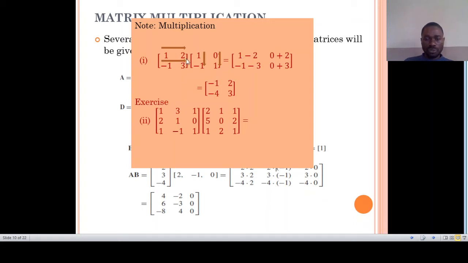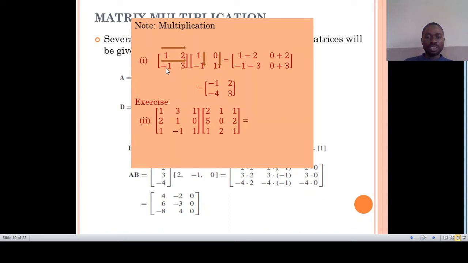Similarly, if you want to get the second entry, you take the same row to multiply the second column from the second matrix. The first row is 1 and 2, and the second column here is 0 and 1. You now say 1 times 0, which is 0, 2 times 1, which is 2. You add it together. Similarly, you will come to the second row.